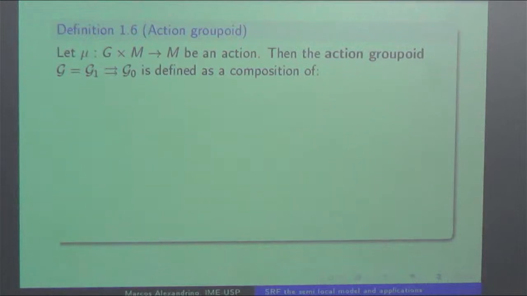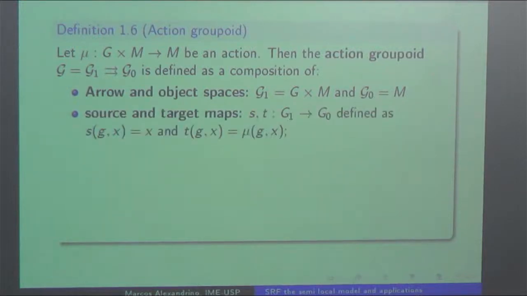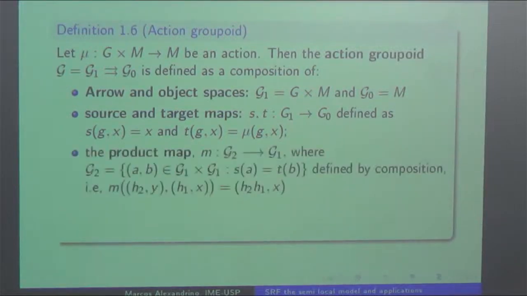And I will also need to recall this concept of groupoid. This will be the right language to deal with this kind of foliations. But let us recall this definition through an example. So consider here an action on a manifold. And a groupoid will have different objects. The first one will be a set of arrows. In this example, this will be G times M. Another manifold is called the object space. A groupoid will have sources and targets that are submersions from G1 to G0. In this example, the source just gives you the point x, and the target is the action of g on x. A groupoid should also let you compose these arrows when this makes sense.